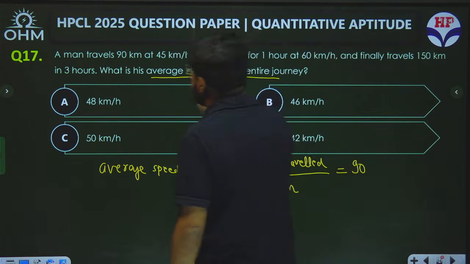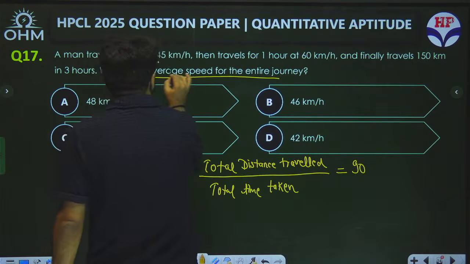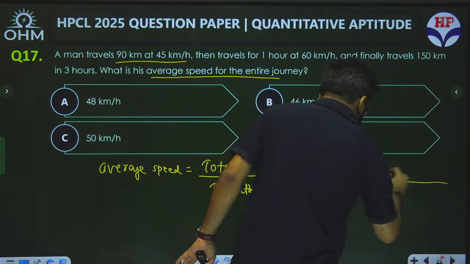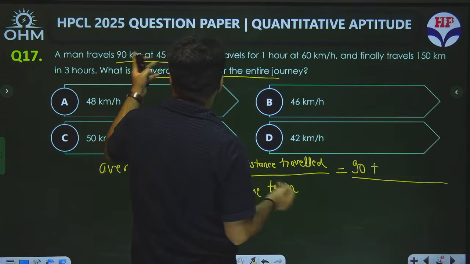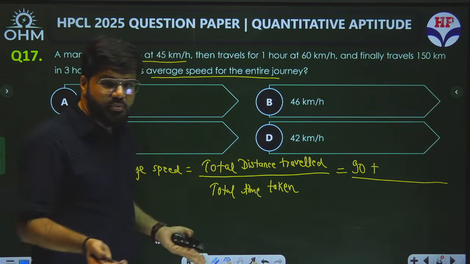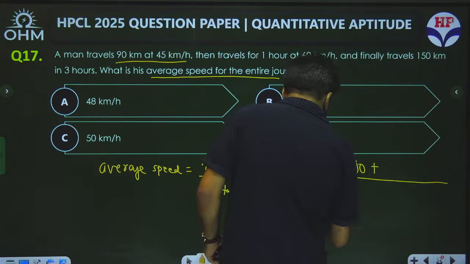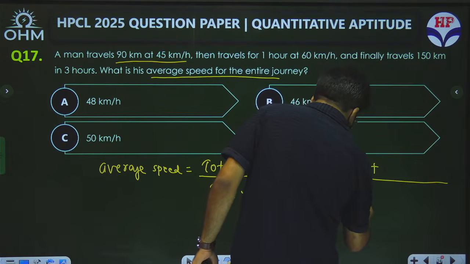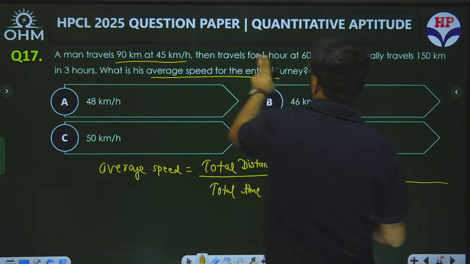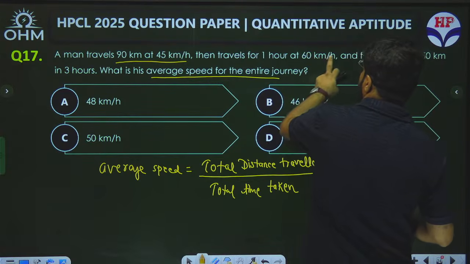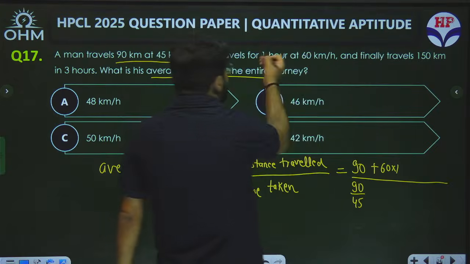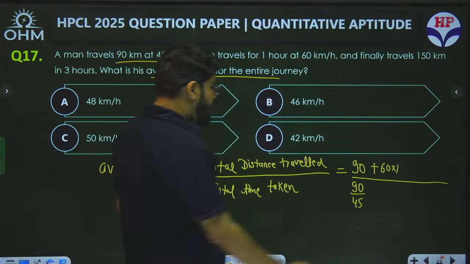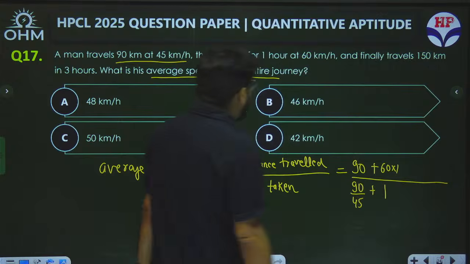In the first case, distance and speed are given, so I will keep writing total distance, three parts, and the time for the first. In the first case, time is not given. So what is time? Time is distance upon speed, that is distance 90, speed 45. In the next case, distance is not given, but he travels for 1 hour at 60 km per hour. The distance is speed into time, speed 60, time 1 hour. Directly time is given as 1 hour, so second time is 1 hour.